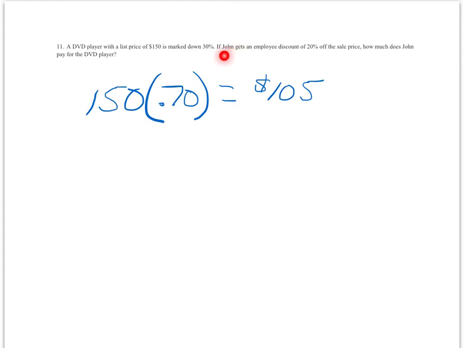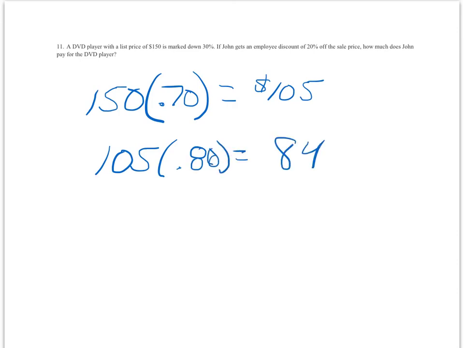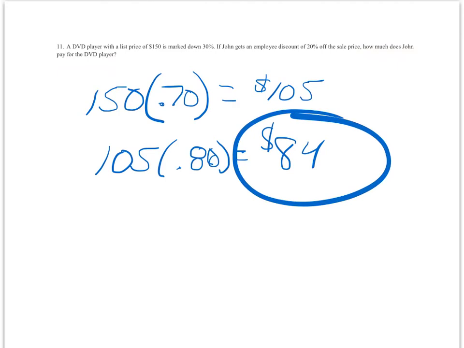John, who's quite the employee, gets a discount of 20%. Normally an employee gets 10%, but John is so good at his job, he gets 20. So he saves an additional 20%, which means he's going to be paying 80%. So he pays 80% of 105, which is $84. How much does John pay for the DVD player? $84.